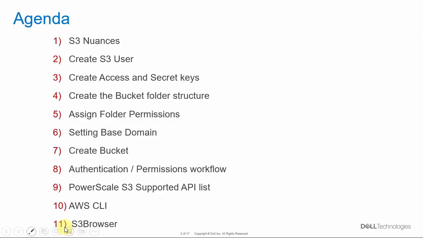So what I'm going to cover here first is some of the S3 nuances. We're going to create an S3 user, create the access and secret keys, create the bucket folder structure, assign permissions to that structure, set a base domain, create a bucket, go over the workflow authentication permissions, look at the supported API list, and briefly look over the AWS CLI and the S3 browser.